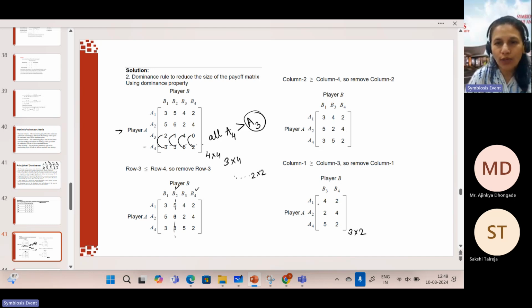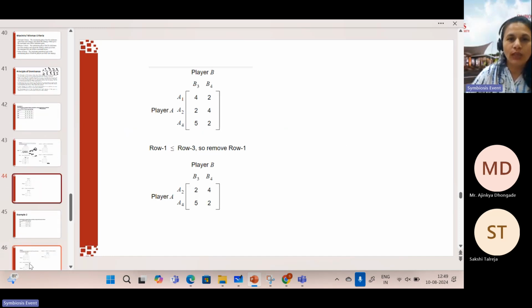Again you check 5, 4, 2 and 2. It is indicating that I can compare. So you can see row 1 is less than or equal to row 3, so remove your minimum value, that is of 3. Every time, the minimum of the rows and the maximum of the columns need to be cancelled out. Once you reach here, 2, 4, 5, 2, can you see what I received? I got my 2 cross 2 matrix.